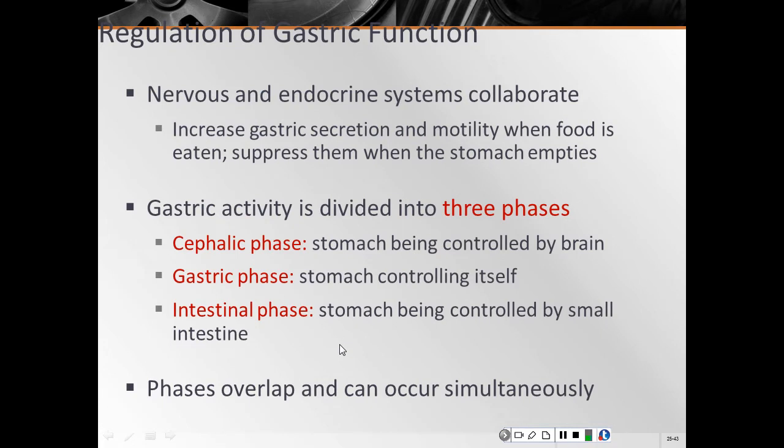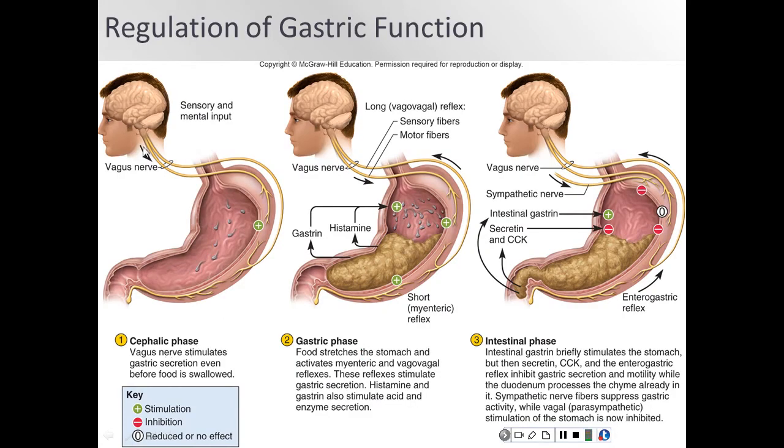Alright, so the nervous system, as we know, regulates everything in the body. The endocrine system plays a major role in how things are dealt with within the body. Now gastric activity is divided into three stages, called the cephalic, gastric, and intestinal phases, and they overlap and may even occur simultaneously. So let's look at the cephalic phase. Here's our cephalic phase. This is the phase in which the stomach responds to the mere sight, smell, touch, or even thought of food. So if you're hungry right now, you're dealing with the vagus nerve. We're dealing with the cephalic phase.